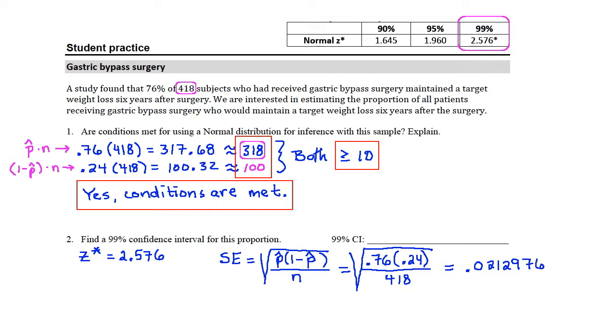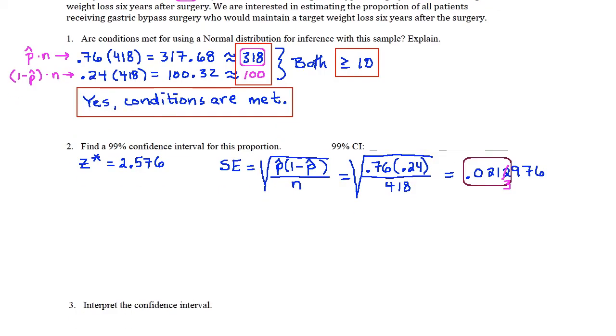Since I want to take my standard error always to at least 4 decimal places, I'm going to make an adjustment. The next digit is a 9, which is greater than 5, so I will round this up to a 3. So 0.0213 is my standard error estimate. And now my margin of error is equal to z star times the standard error, which is 2.576 multiplied by 0.0213.